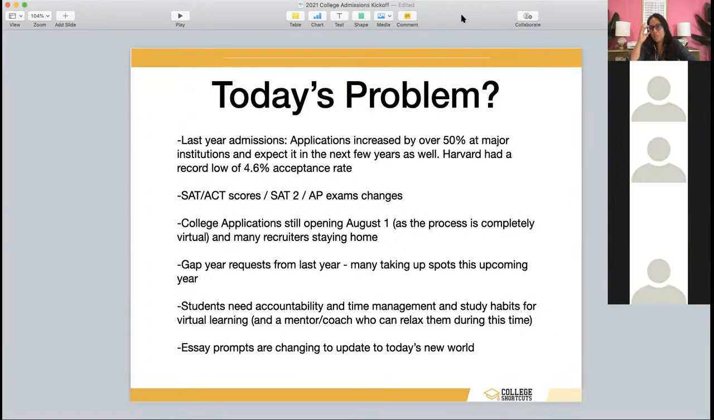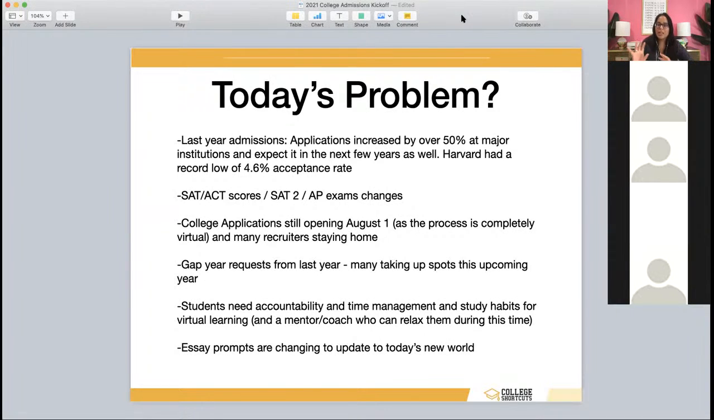And because of that, it means that if the competition is getting stronger, you need to make sure you have the right team by your side. The second big thing that is happening is around the SAT and ACT, SAT 2s, and AP exam changes, going from 1 hour to 3 hours.